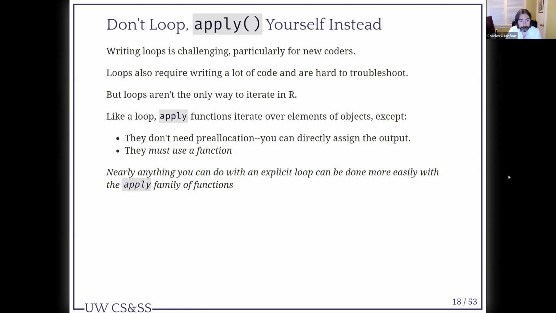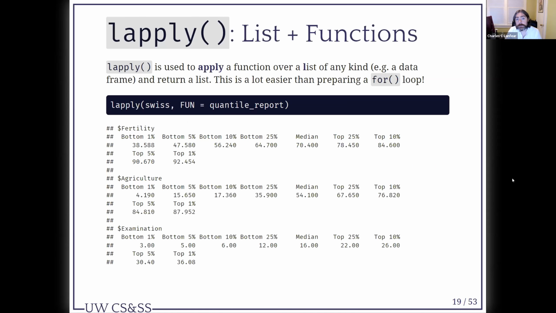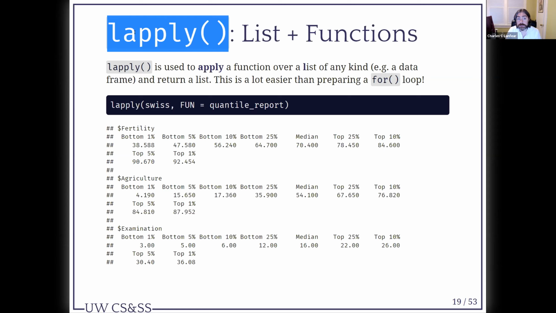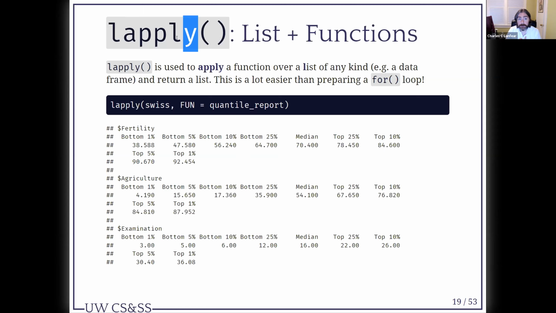Okay, I'm going to show you. So here's an example of taking the Quantile report function we just created and running it over a whole data frame. The lapply function, which stands for list apply, will take a function and run it over a list of any kind. It'll run it one time for each element of the list.